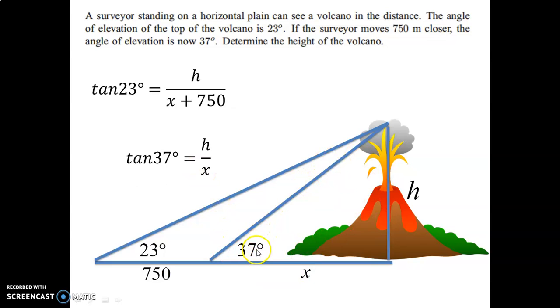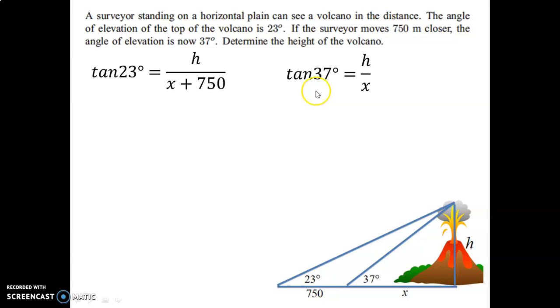Tangent of 37, opposite over adjacent. So now I have this equation. So now I have two equations that alone, each of them is useless because both of them have two variables. However, when you look at them, they both have the same two variables. So now we've come to something that's very common in these kinds of trig problems, which is the need to use a system of equations to combine these equations in order to solve the variables. And since they have the same two variables, we can combine them.